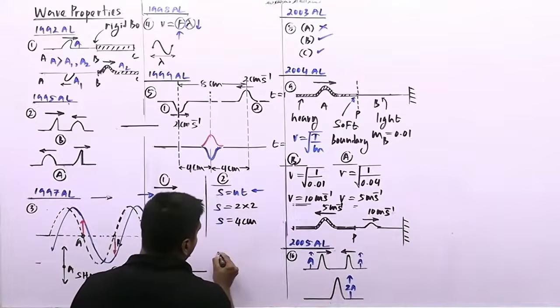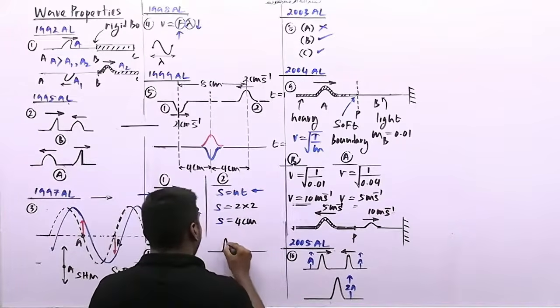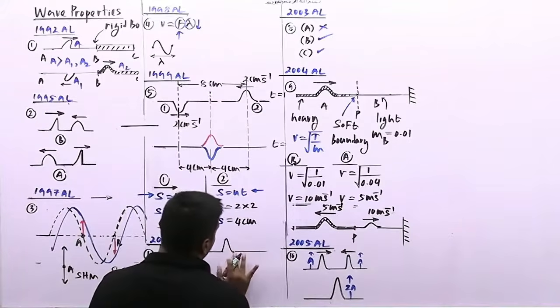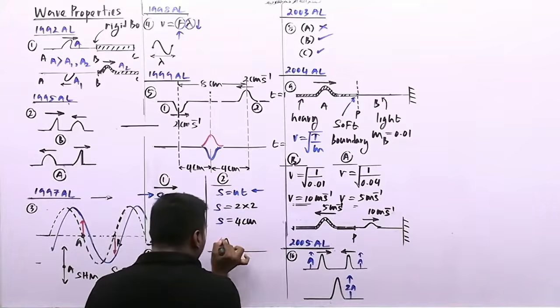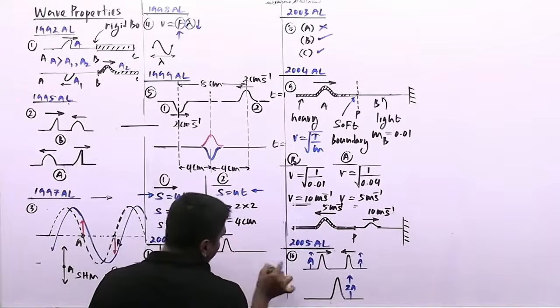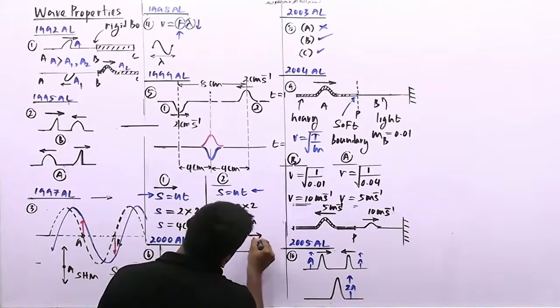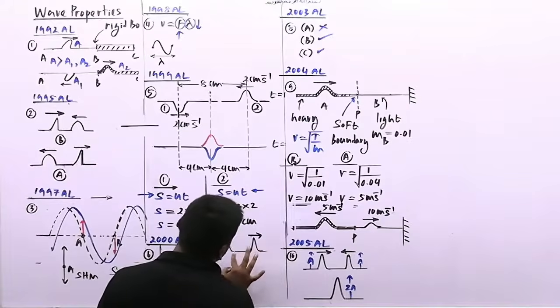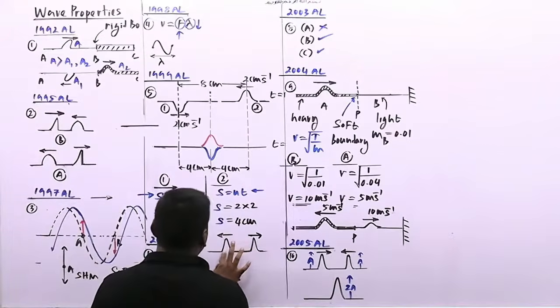Simple story. Not difficult. If you learn properly, everything is simple. This pulse will be at the left side, moving further in the left direction. This pulse will be at the right side and moving further in the right direction. That is the idea. Clearly? Simple story.